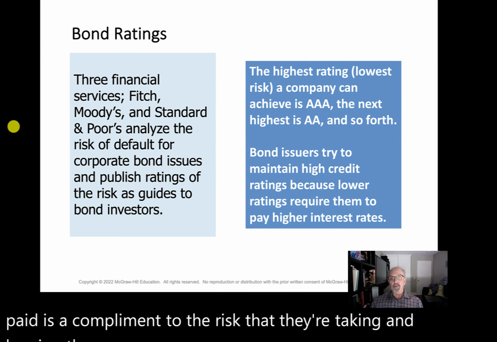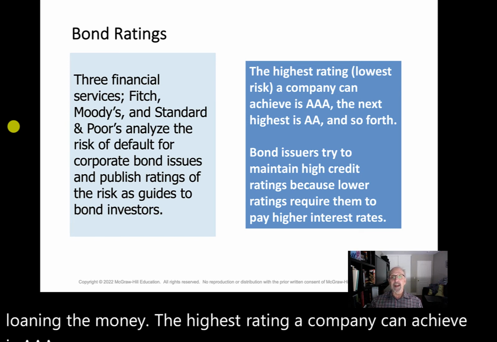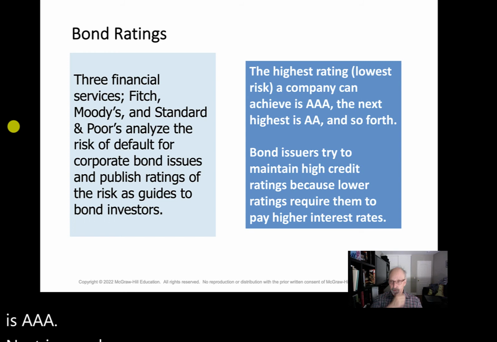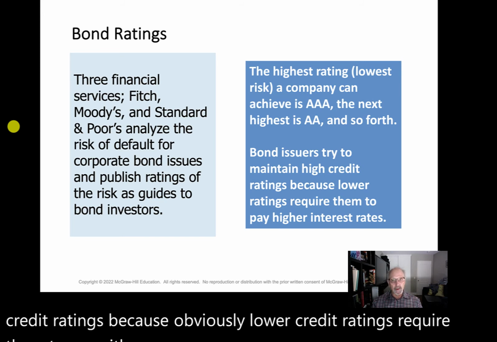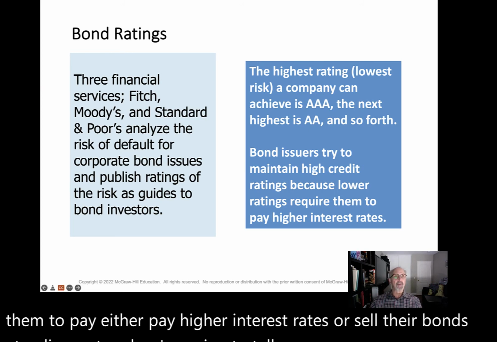The highest rating a company can achieve is AAA. Next is AA, and so forth. Bond issuers try to maintain high credit ratings because obviously lower credit ratings require them to either pay higher interest rates or sell their bonds at a discount. And we're going to talk about discounts later on.